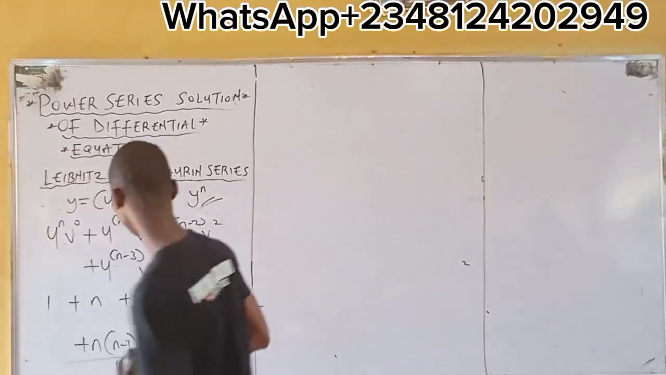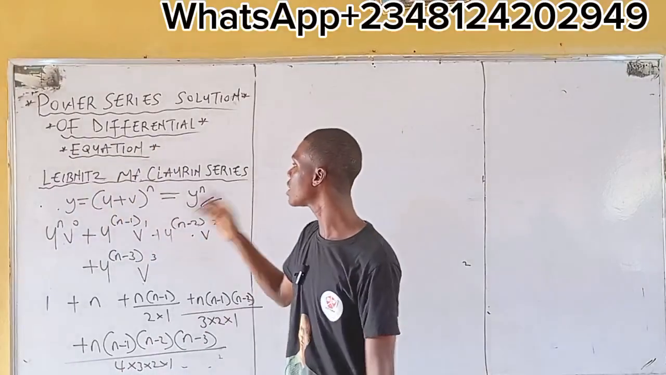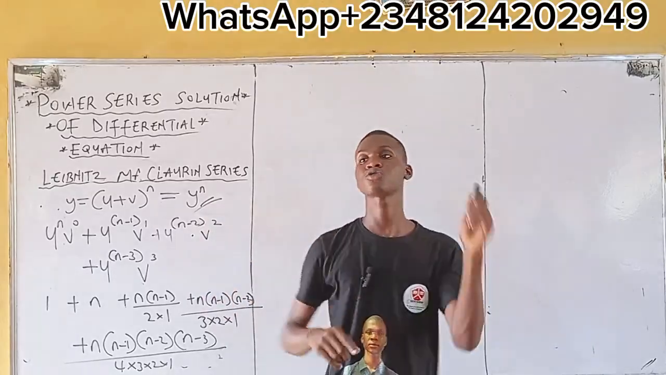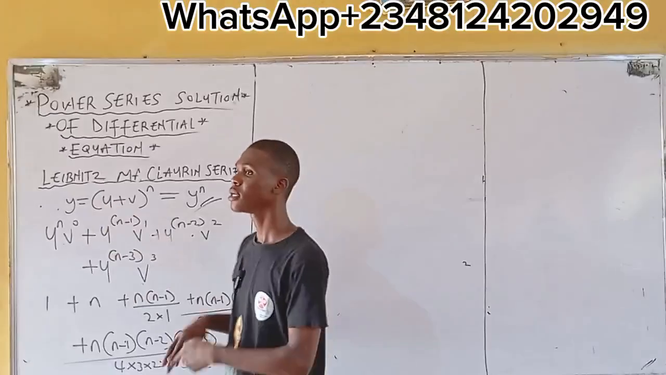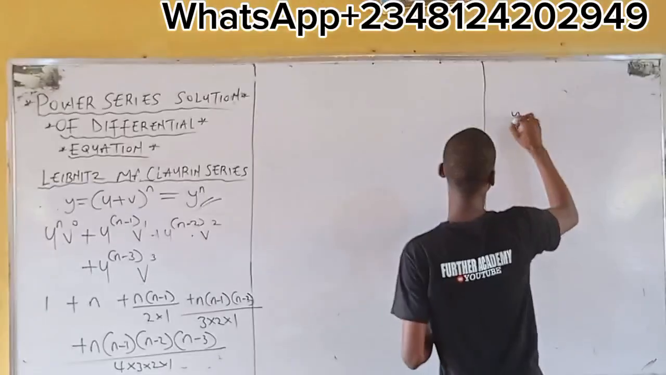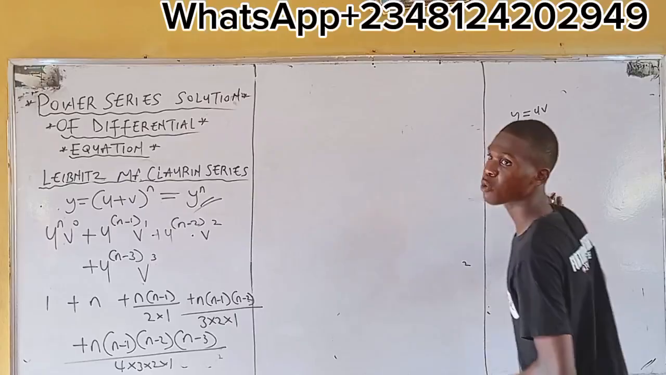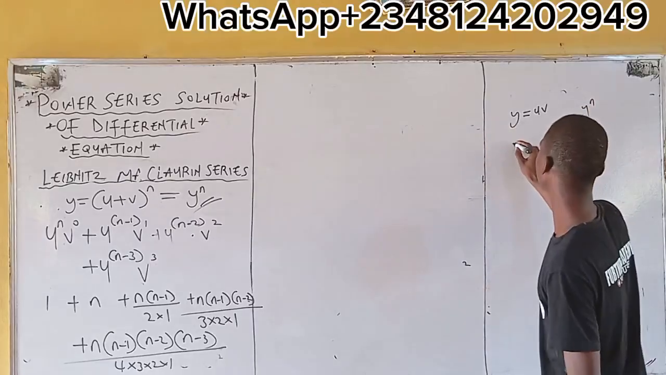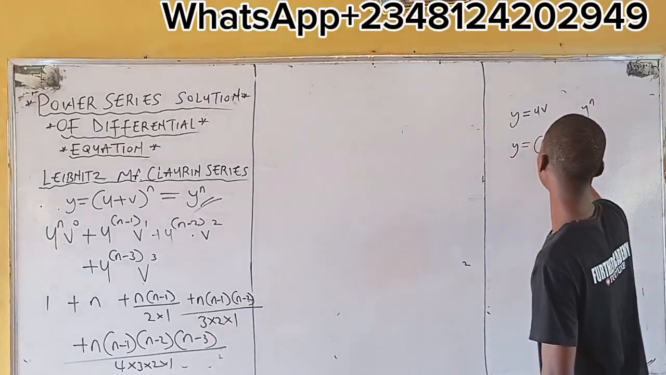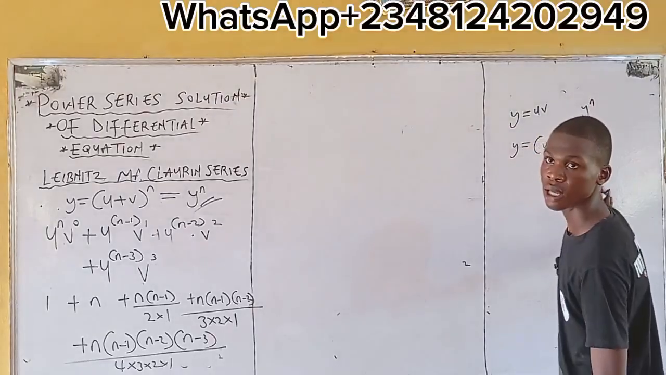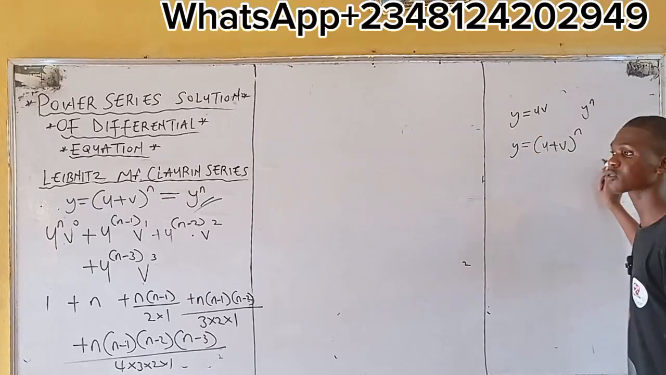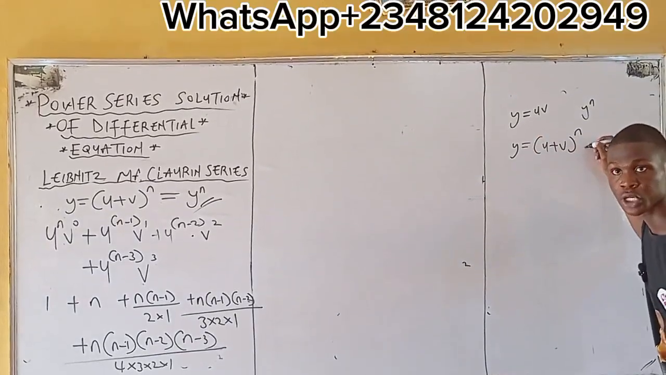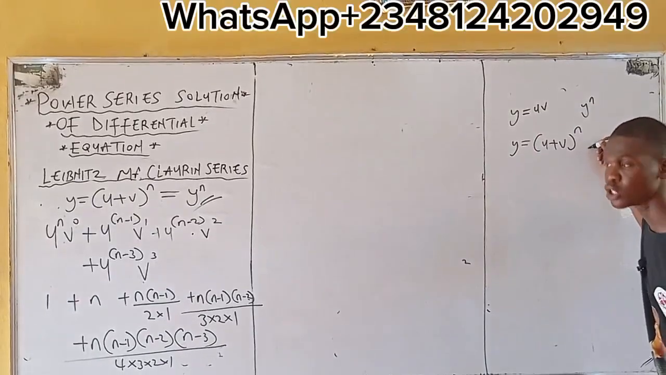We said, given that y equals uv, and the question says to find y raised to the power of n, you can still write it as y equals u plus v all raised to the power of n. Right? You want to differentiate this particular function. Are we together? You want to differentiate this particular function.